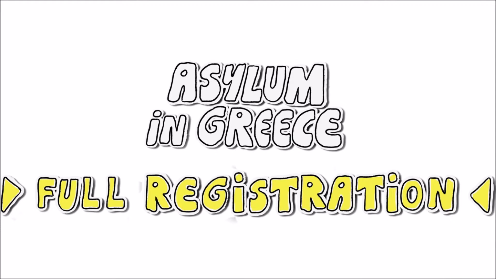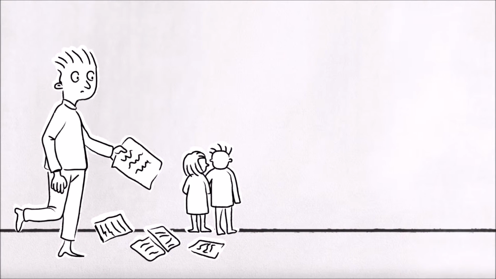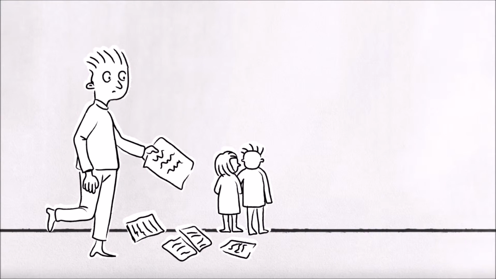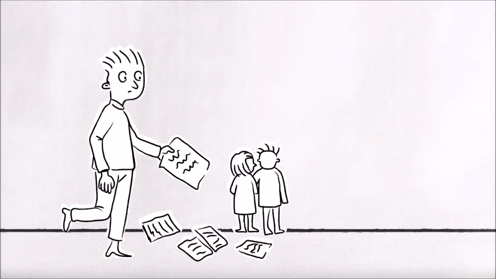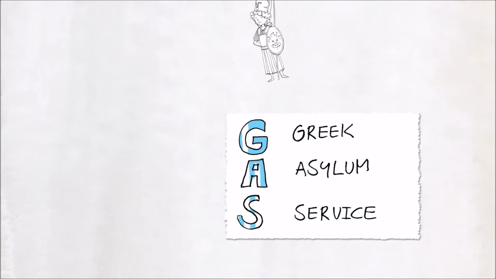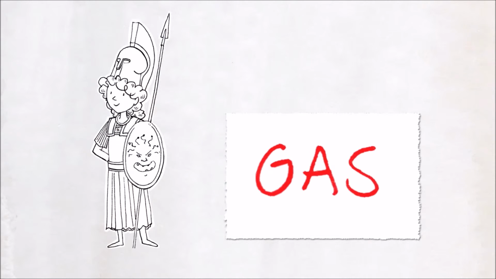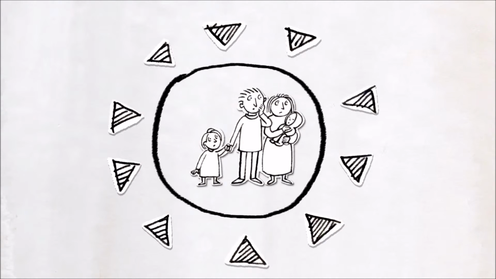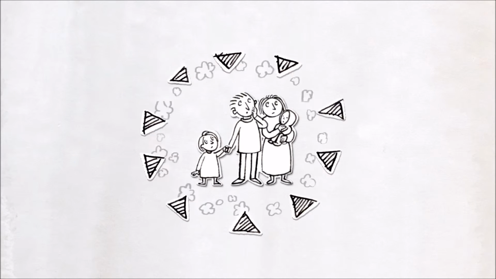At your full registration, you will be given your full registration card. Do not lose your card. Carry your card with you wherever you go. Take pictures of your card and all your documents on your mobile phone and send them to yourself in case of loss. If it is lost or stolen, you must immediately inform the Asylum Service and the police before applying for a new one to be issued, which will take some time. After your full registration appointment, you must stay in Greece.